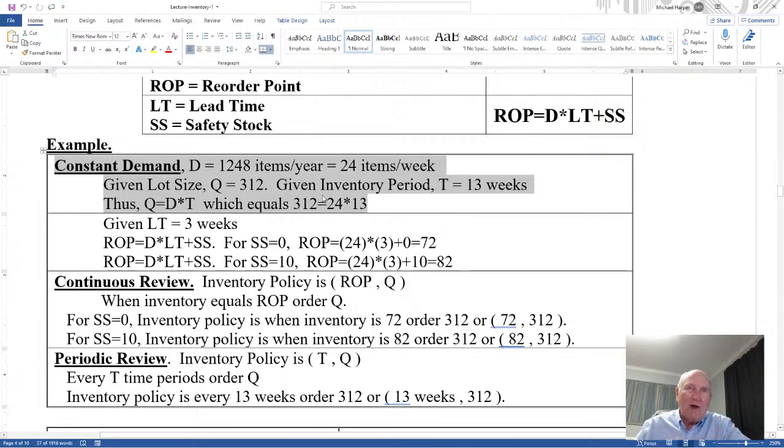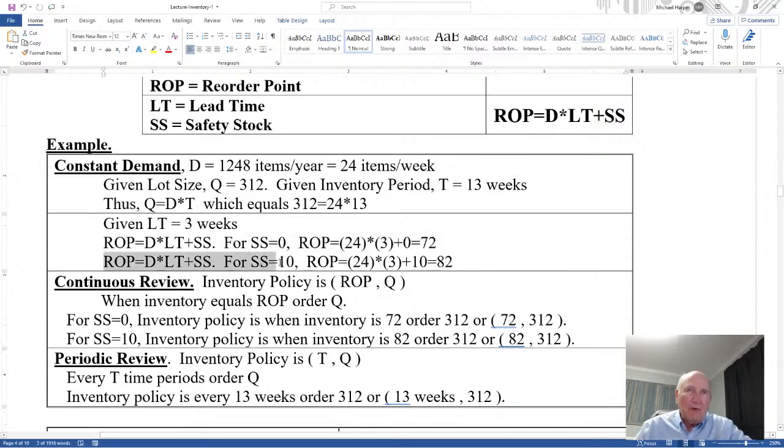Now, for the ROP, suppose the lead time was 3 weeks. So therefore, the ROP for a safety stock of 0 is 24 times 3. Now notice this is in weeks, so I want this in weeks. So 24 times my 3-week lead time plus my safety stock of 0 yields a reorder point of 72.